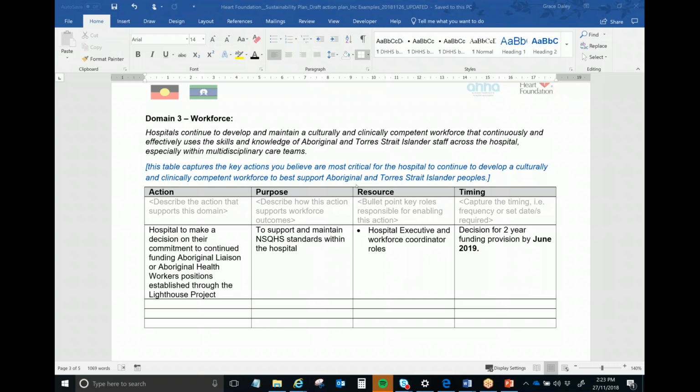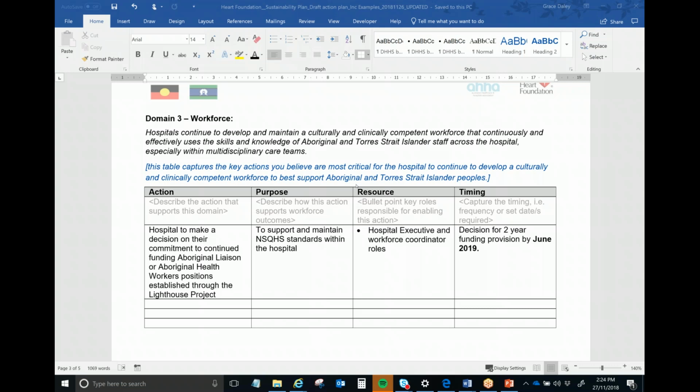I'll answer the question in a second. It's around how hospitals continue to develop and maintain a culturally and clinically competent workforce that continuously and effectively uses the skills and knowledge of Aboriginal and Torres Strait Islander staff across the hospital, especially within multidisciplinary teams. As you can imagine, this feeds into cultural awareness. It feeds into the capabilities and capacity for everyone in the hospital to recognise some of those additional supports required, and is really centred commonly around that education, knowledge sharing of best practice, as well as practical training that many people that you have supported in the hospital have undertaken over the last 18 months.